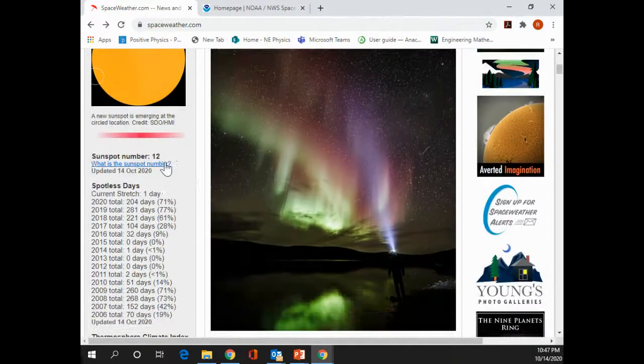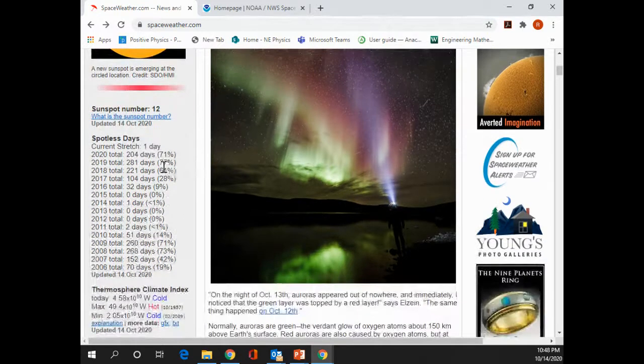Current sunspot number is 12. Now, how do you get 12? That does not mean there's 12 sunspots. If you remember how we classified sunspot number, it's the number of groups times 10 plus the number of spots. So the only way of getting 12 is to have 2 sunspots in one group. And that would give you a sunspot number of 12.